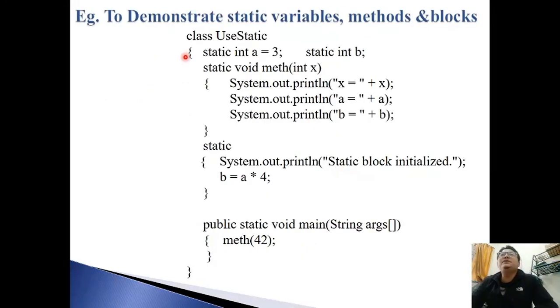You can see there is a class called UseStatic. There is a static data member declared: a is a static data member and b is also a static data member. Now there is a static method, wherein you are supplied with one integer x as a local variable, and you display x, a and b. And there is a static block. You can see the look of this static block is different from whatever we have seen so far. You have just written the static keyword, then curly braces and some statements.